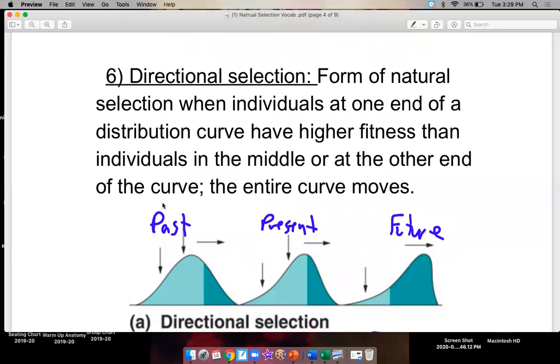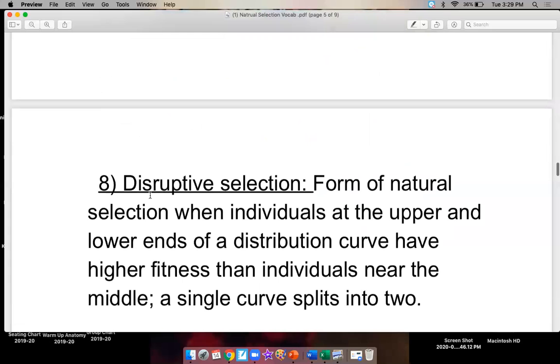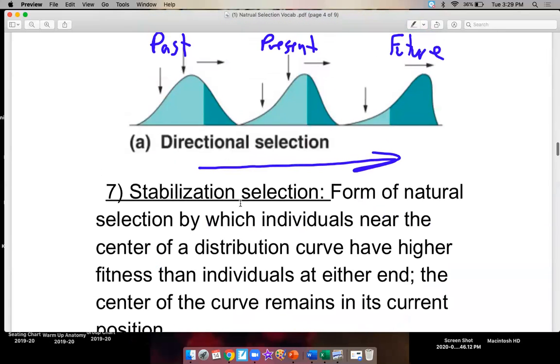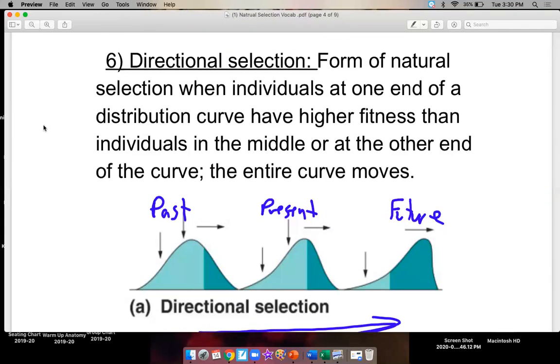All right, now we're going to talk about different kinds of selection. We have directional, stabilization, and disruptive. These kinds of selection can't be witnessed right away. It takes many, many generations to see this happen. Right? So we tend to do this over many years, and we mark it with what we call a bell curve. So we've got 3 bell curves here, named that way because they're shaped like bells. Past, present, and future.